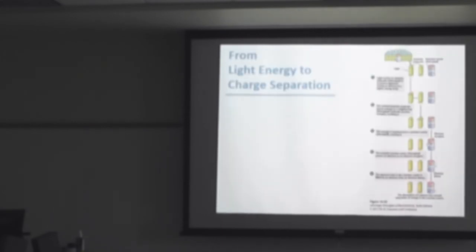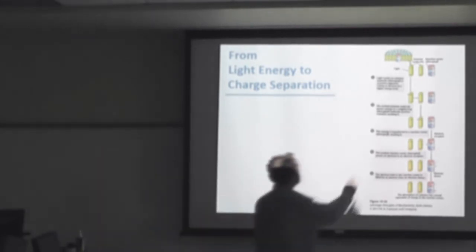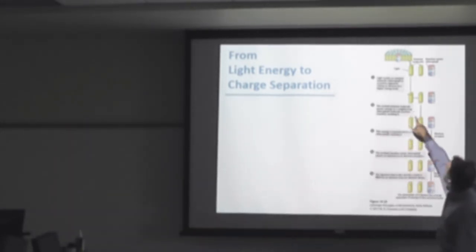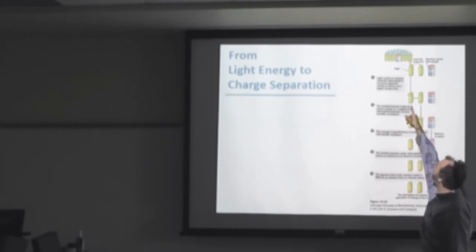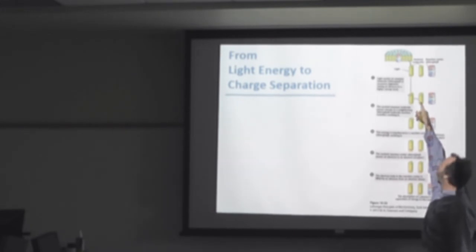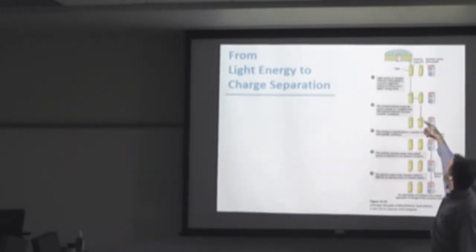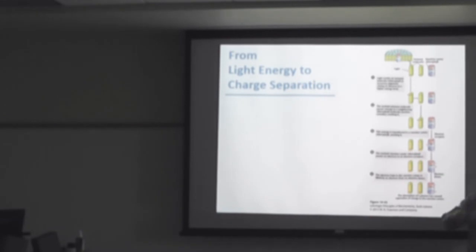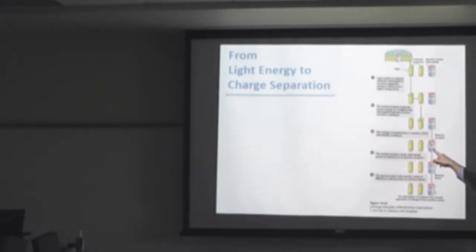So from light energy to charge separation, we get a photon of light that boosts the electron at an antenna molecule. It transfers that energy to a neighboring molecule, which will boost it, which will then transfer it. Ultimately, it transfers from antenna to antenna to antenna. And we're talking about the energy, not the electrons. Okay. Ultimately to the electron acceptor at the reaction center.